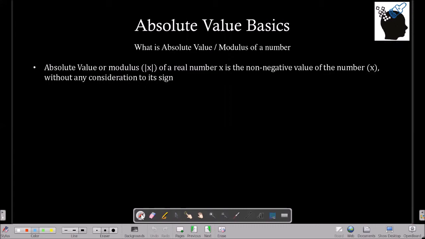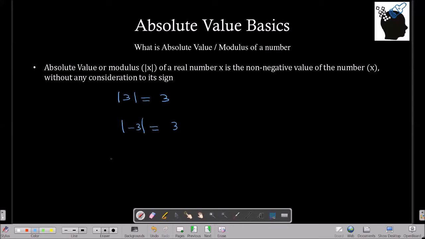So absolute value or modulus of a real number x is the non-negative value of that number. That means we don't need to consider the sign when we are taking the value outside the modulus. Let's take an example to understand this. So if we talk about absolute value of, let's say, 3, then it will be equal to 3 itself because we need to ignore the sign. So let's talk about absolute value of minus 3. As you rightly guessed, this will also be equal to 3 because we don't need to consider the sign.